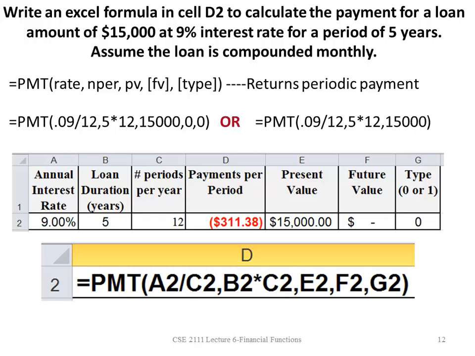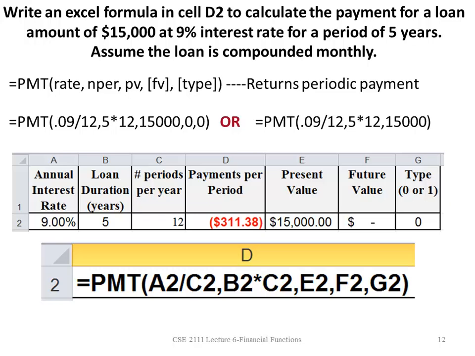Now, sometimes you will hard code these, but many times I'm going to have you set up a spreadsheet and then type in cell references. So if you notice here, I have my spreadsheet set up very nicely, so I can plug in any values, change any numbers, and put the function in. In this case, I want to find the payments per period, which is in cell D2. So I have the payment function, and now I'm just plugging in the cell references.